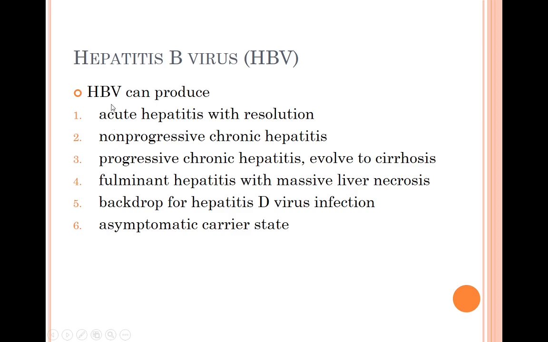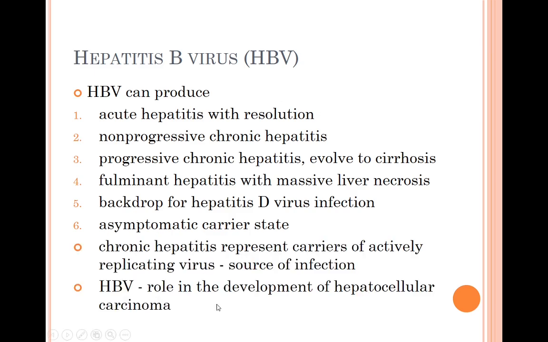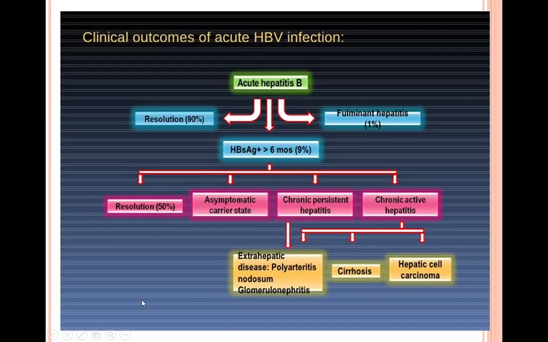Or hepatitis B may be absolutely asymptomatic, but it may have a carrier state. Okay. So, chronic hepatitis represents carriers of actively replicating virus, which is a source of infection, and HBV also can cause hepatocellular carcinoma. So, these are the clinical outcomes of acute hepatitis B virus. This can come as a question again. The clinical outcomes or the clinical progression of hepatitis B virus.